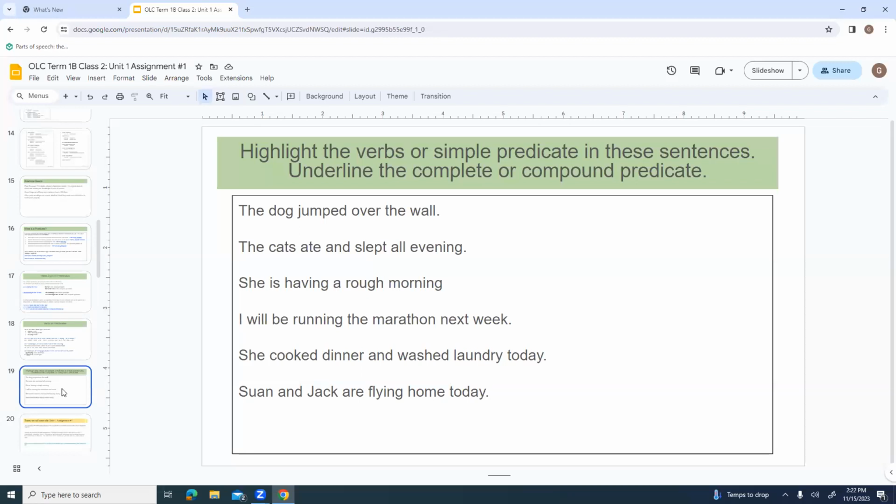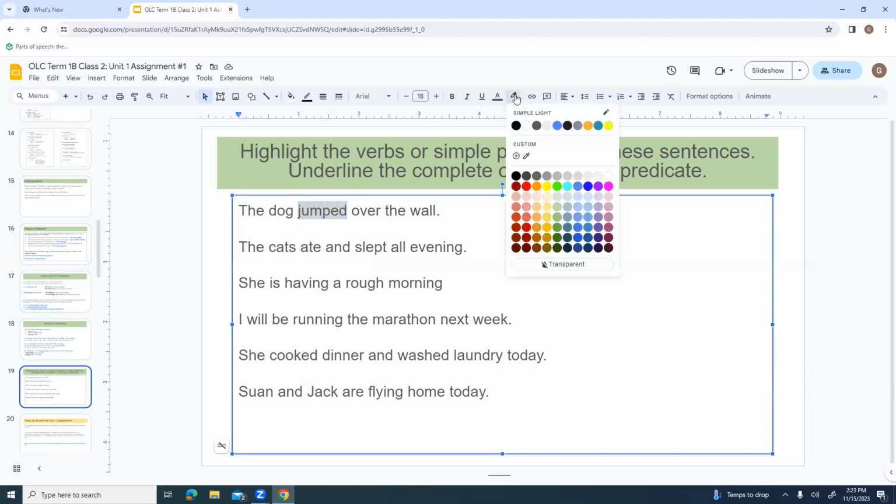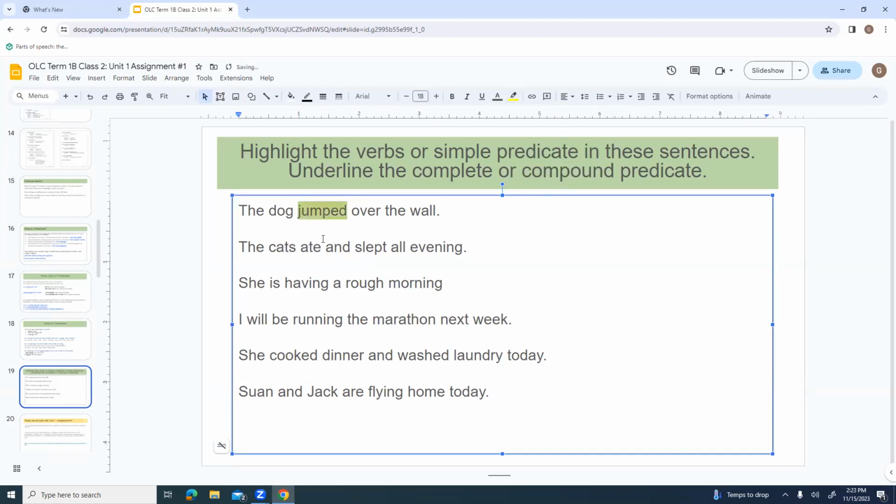Highlight the verbs or the simple predicates in these sentences, and then we're going to underline the complete or the compound predicate. Okay, the dog jumped over the wall. So where's the verb there? Well, it's the action verb, jumped, right? And then the whole predicate is everything from jumped to the rest of the sentence. Jumped over the wall.